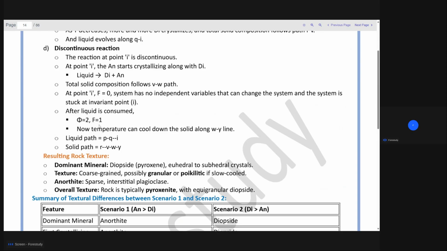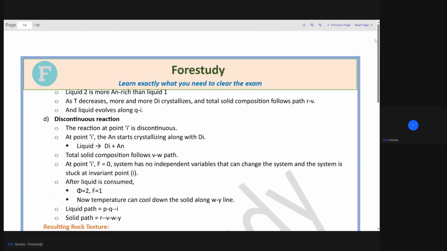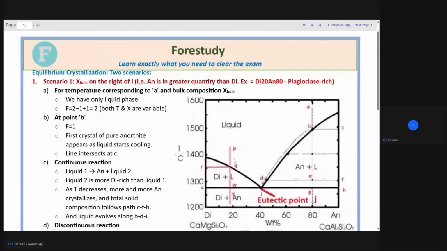Now, below the solidus, the temperature can cool down the solid along the WY line. After reaching the eutectic, it will come here and then follow the WY line. So the liquid path is PQI and the solid path is RVWY, like that.